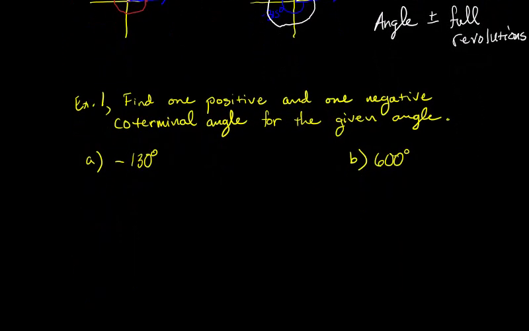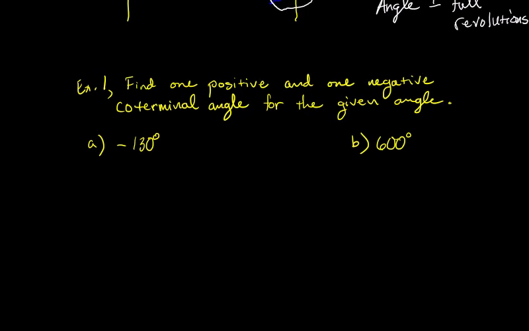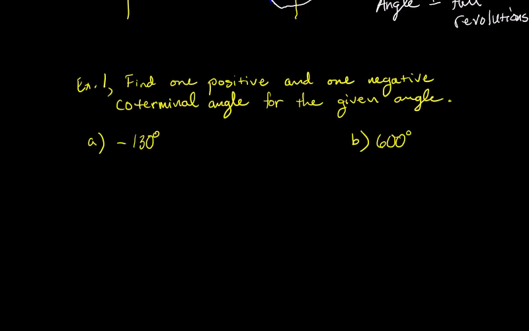Let's just try a few and we'll call it a video. Find one positive and one negative coterminal angle for the given angle. Our given angle is negative 130. I'm going to draw it, not that you need to, but I'm just going to draw it. And so here's negative 130.